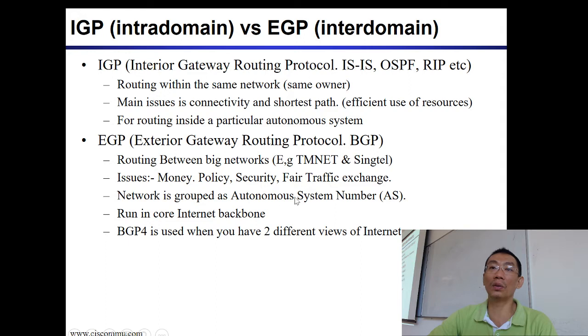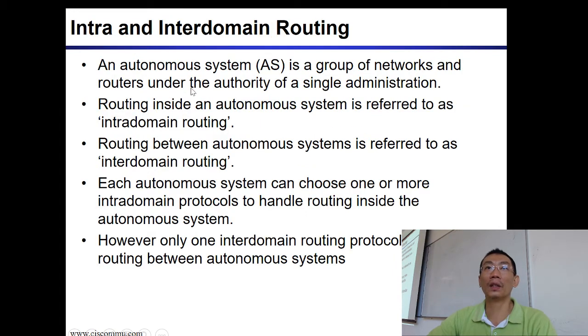The network is grouped as AS, Autonomous System Number, and it runs in the core of the internet backbone, and BGP version 4 is used. An autonomous system is a group of networks and routers under the same administration, for example the TMNet network, Jaring network, Telstra network, or NTT network. These are within the same administrative domain.